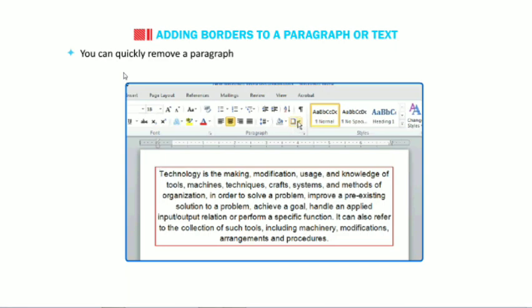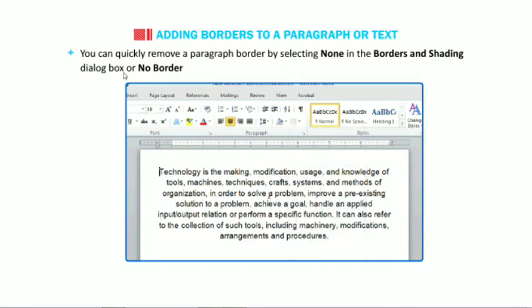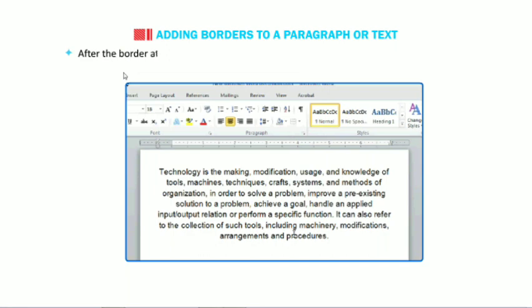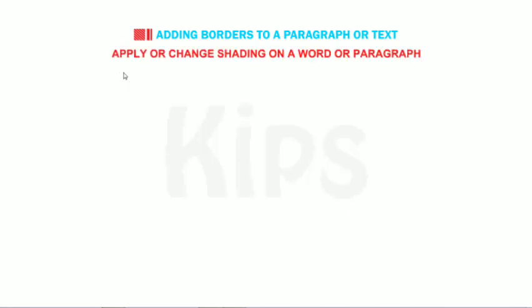You can quickly remove a paragraph border by selecting None in the Borders and Shading dialog box or No Border from the drop-down list. After the border attributes are set, Word will continue to use the same attributes until they are changed again. Now apply or change shading on a word or paragraph.